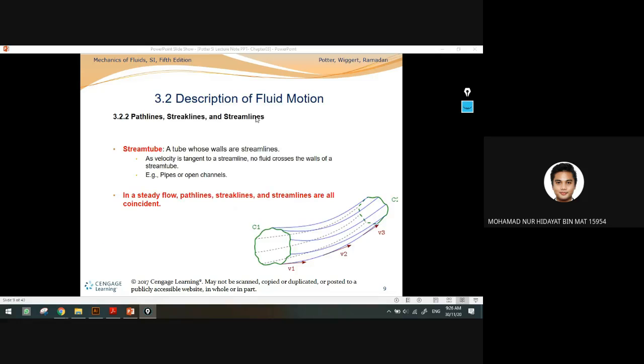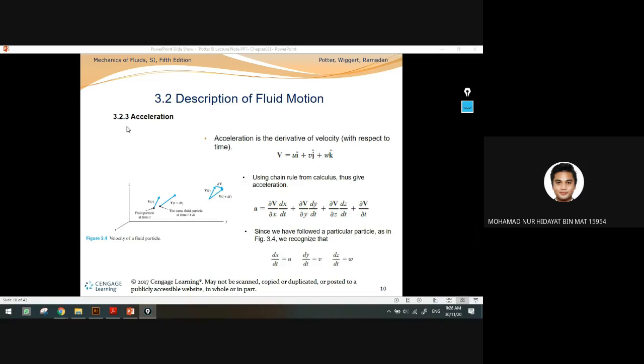After we have learned about this kind of velocity, next we learn about the acceleration. Remember, the acceleration is the derivative of velocity. If you differentiate the velocity with respect to time, you get the acceleration. Here, V, remember we have learned previously, is the velocity vector.